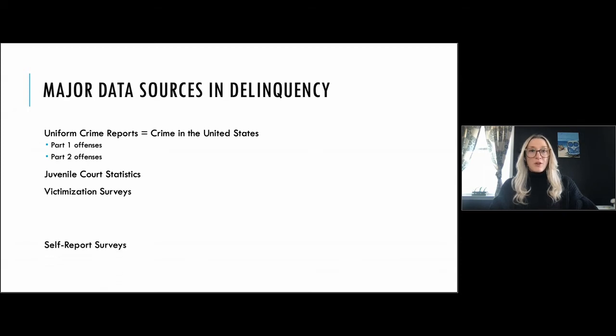And finally, we have self-report surveys. So what we found from self-report surveys are that there's a large amount of hidden delinquency that occurs and simply isn't reported to police. Nearly every juvenile has committed a crime. It's just that a lot of them don't get caught.